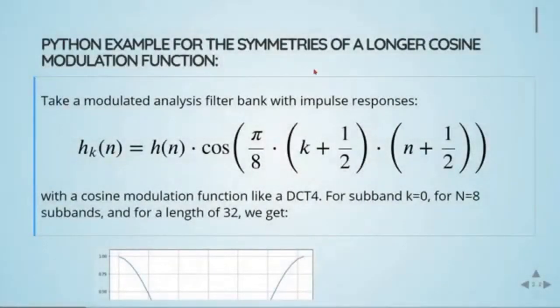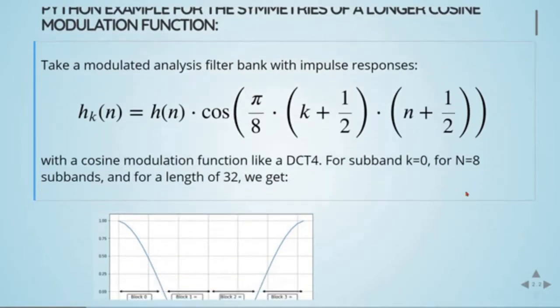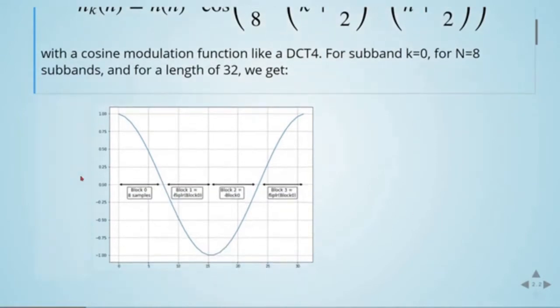Here, we will investigate the symmetries of a longer cosine modulation function using a Python example. So let's take a modulated analysis filter bank with impulse responses given by this equation. Here, with a cosine modulation function, it's like a DCT4. Then for subband k equals 0, for N equals 8 subbands, and for a length of 32, we get this plot here. And we see the symmetries.